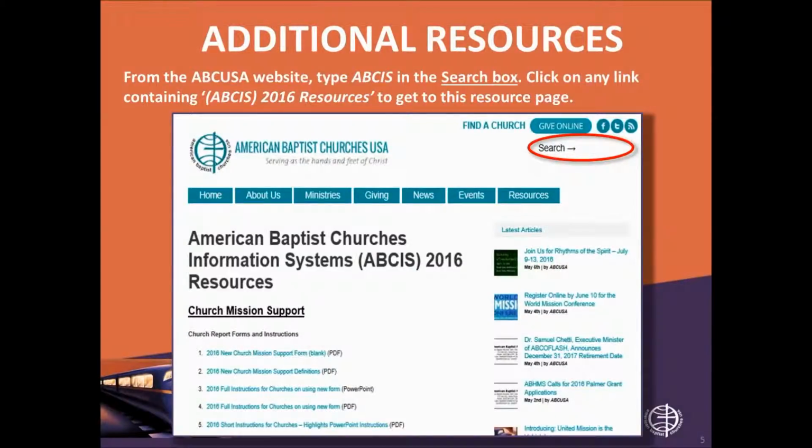We have additional resources for you on the ABC USA website. To get to the ABCIS resource page, you would just need to type ABCIS in the search box. Then you would click on any of the links that show up as ABCIS 2016 resources, and then you would see this resource page. On this resource page, we have a blank church mission support form, as well as the definitions page used to help support the form, along with a PowerPoint tool that you can use to understand more about the form, along with this webinar, of course. And the PowerPoint is also in a PDF format. And there are some other things there too.